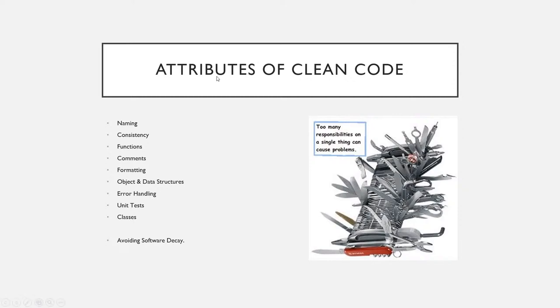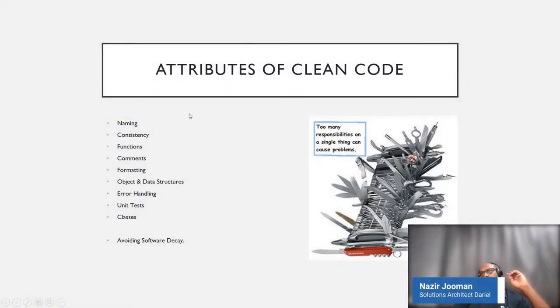So looking on, what are some of the attributes of clean code? One of the things that I come across often, and I'll demonstrate this, is naming. For example, a variable that is very badly named.